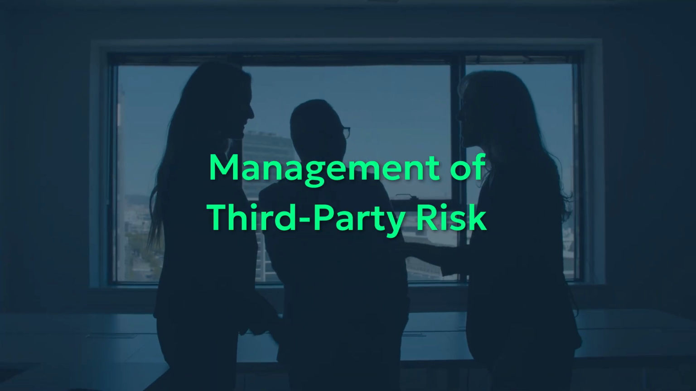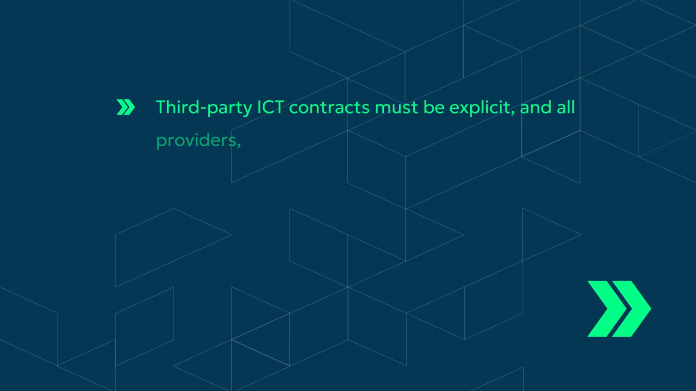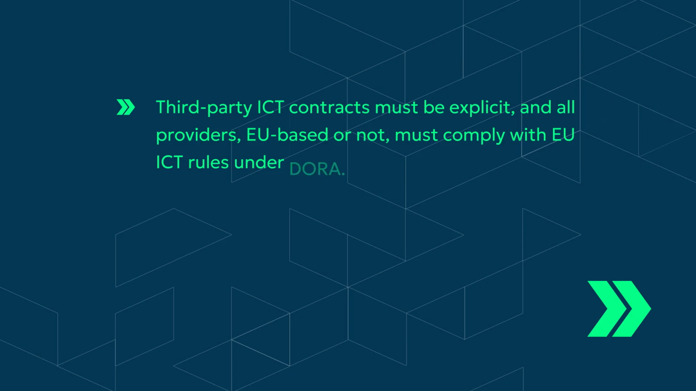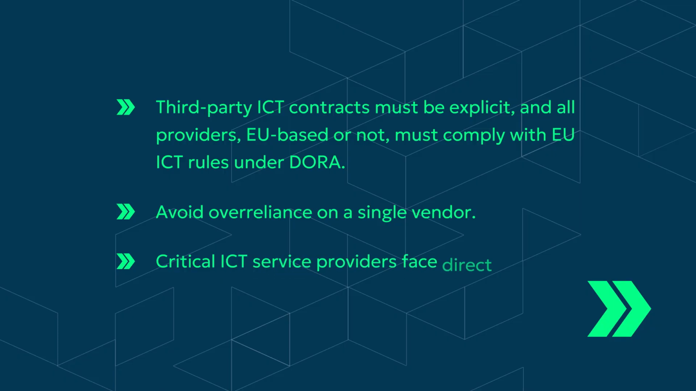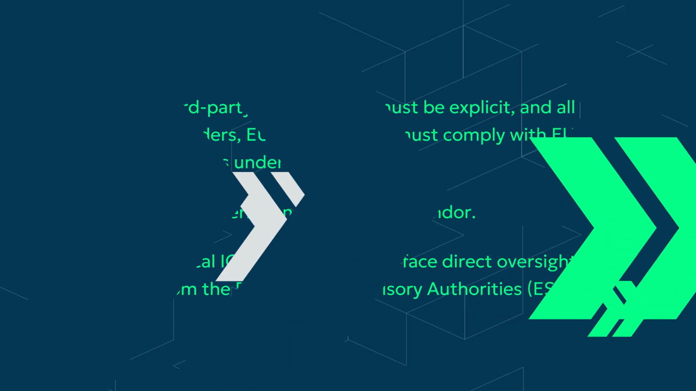Fourth, management of third-party risk. Financial entities can't just hand over critical operations to outside vendors and hope for the best. Under DORA, third-party contracts should be clear, and providers, EU-based or not, need to follow EU ICT laws. Over-reliance on any single provider is a red flag. Core ICT service providers will also be subject to direct oversight by European supervisory authorities, ESAs.